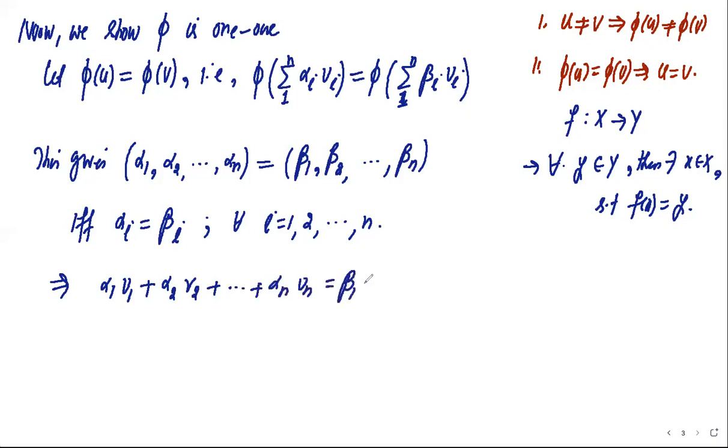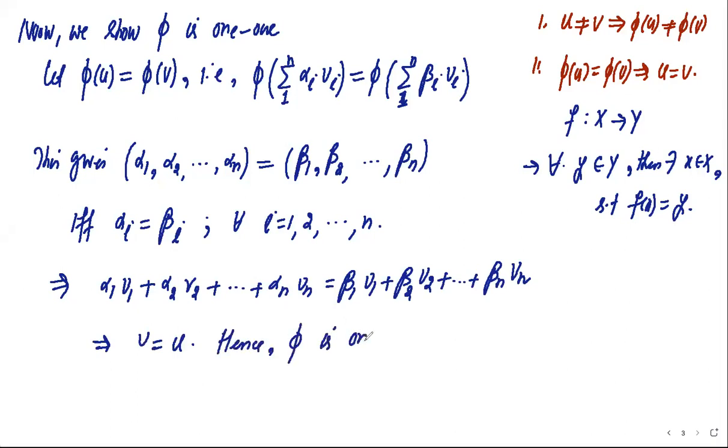is equal to beta 1 v1 plus beta 2 v2 plus so on plus beta n vn, because alpha I is equal to beta I. So actually this is the same thing. So this implies u is equal to v, hence pi is 1-1. So if we have two equal images, then they must have the same pre-images also.